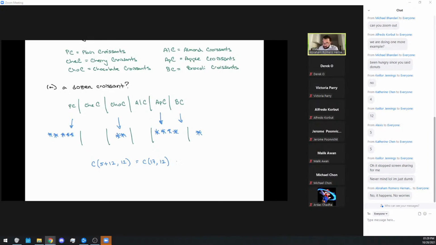But another way you could look at it, if you want, is out of 17 positions, I'm selecting 5 of those so I can put my dividers. So if I have just literally 12 croissants in line, where can I divide them? Where each one tells me this is plain, this is cherry, and so on. And why can I say 17 choose 5? Because 17 minus 12 is 5. Both of these will be equal statements or equal values.